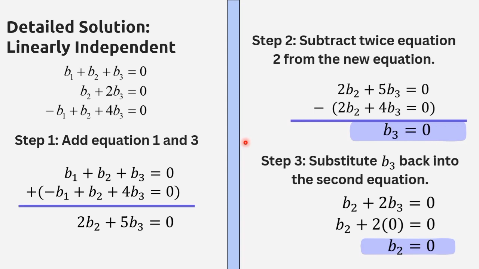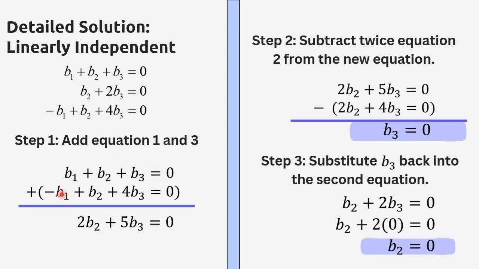We will use the 3 equations from our previous presentation. Here we are going to add equations 1 and 3 so that we will get values. We have here 2b sub 2 plus 5b sub 3. For our first equation, we have b sub 1 plus b sub 2 plus b sub 3 equal to 0, and our third equation is negative 1 b sub 1 plus b sub 2 plus 4 b sub 3 equal to 0.